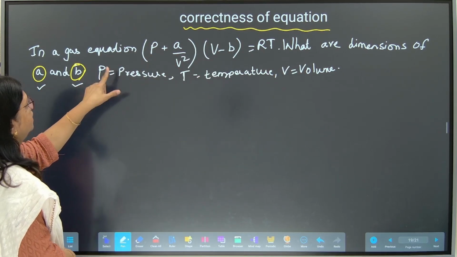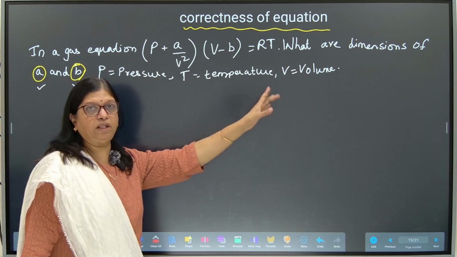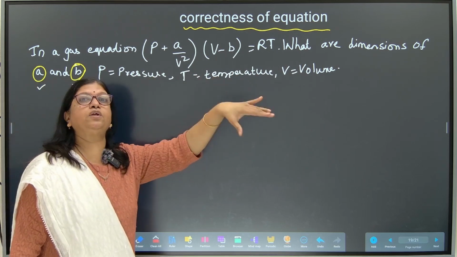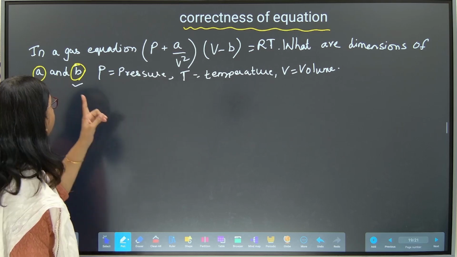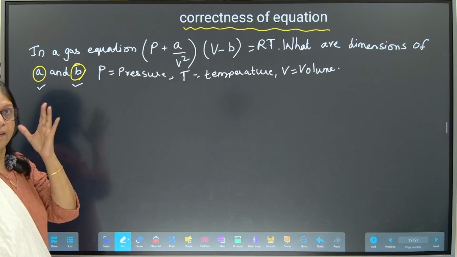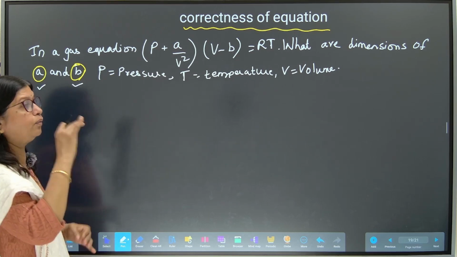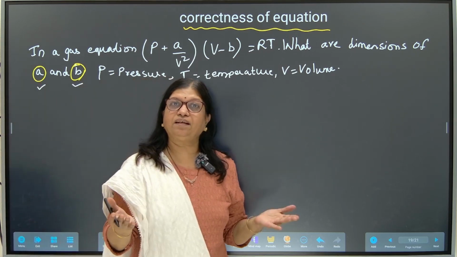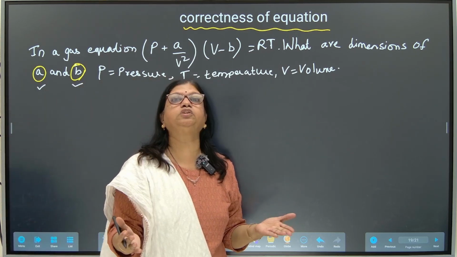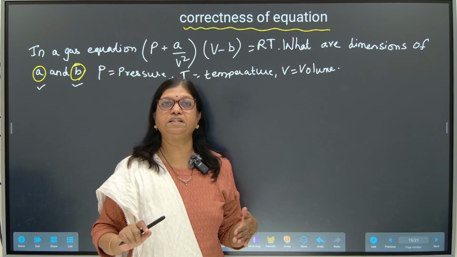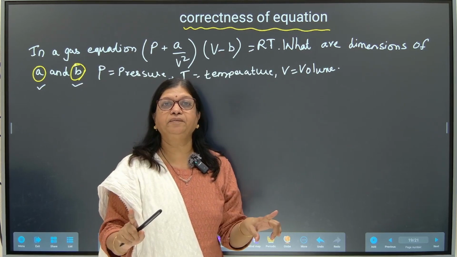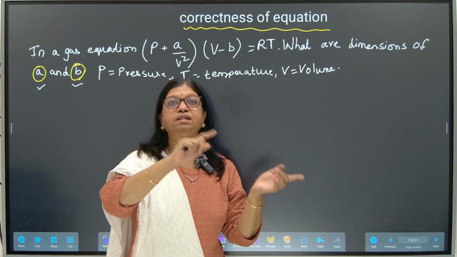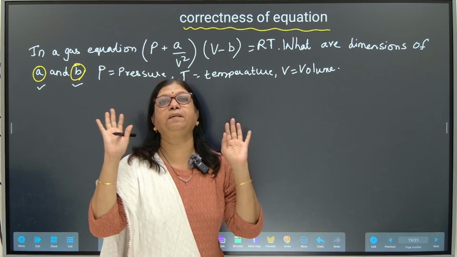As seen here, P is the pressure, T is the temperature, V is the volume. Using these dimensional formulas, which we already know, we have to find the dimensions of A and B. Let us start. What principle do we have to use? For checking the correctness, we use the principle of homogeneity. What is the homogeneity principle? When we add, subtract, or equate, the physical quantities must be the same.